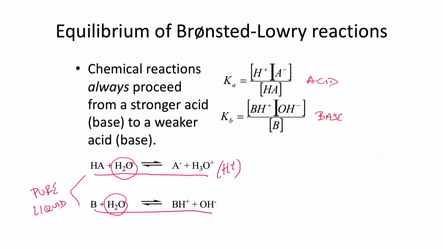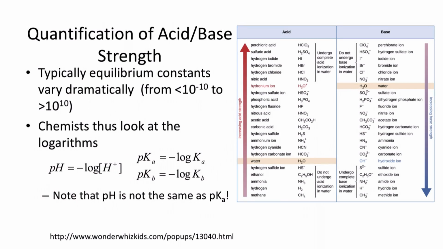So now when these reactions take place, there's going to be a certain order or preference for the reactions. The general rule of thumb is chemical reactions always go from stronger acids or bases to weaker acids or bases. So how do you know what's going to be a strong acid or a strong base, or a weak acid or a weak base? Well, there are different ways to quantify how strong the acids or the bases are, and one way to do it is by looking at the equilibrium constants.